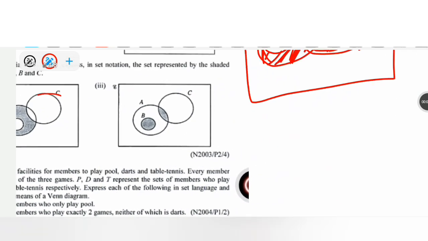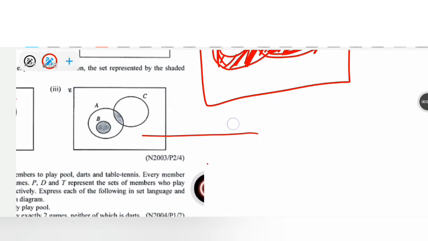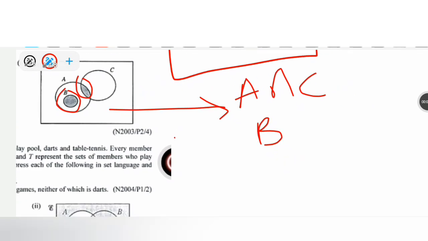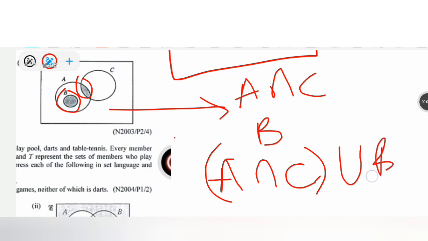Then for this next one, just check the shaded regions. Now I'm using the shaded regions. This shaded region here, this is the middle of A and C. This is where they meet. So that place is A intersection C. And this place here is B. So just union the two of them. Since you're using the shaded part, just union the two. That will be A intersection C in brackets, then union with B. So that's the answer to this one.